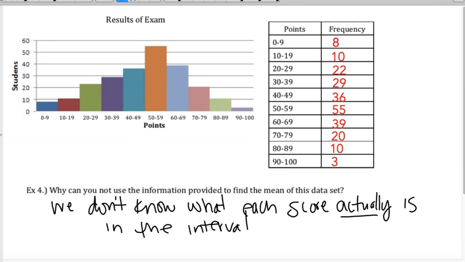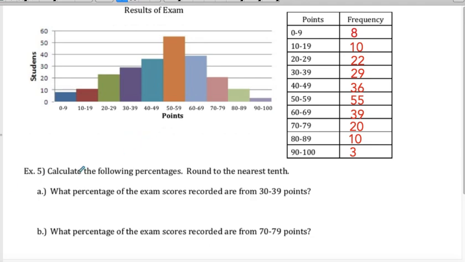All right, so now calculating percentages. So we have our frequency table filled in, and question A says, what percent of the exam scores are from 30 to 39? So we want the actual percent. So we go up here and we look from 30 to 39, and we see that there were 29 scores in that area. To find a percent, we're going to take the number that we want. Okay, we're looking at this 29.